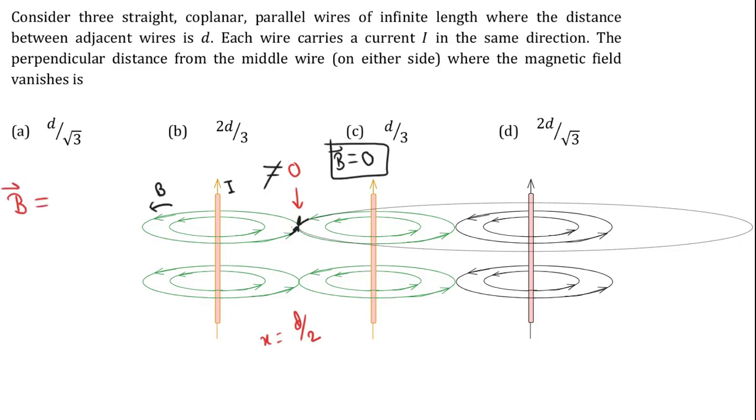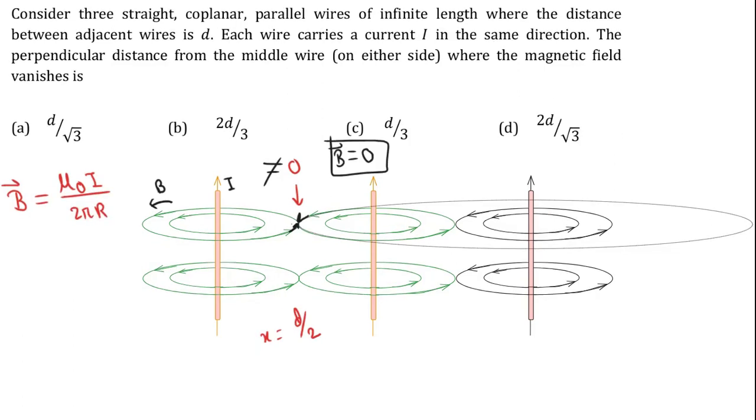Now that we have a qualitative understanding, we can use Ampere's law, which tells us that the magnetic field around the wire is B equals mu naught I divided by 2 pi r. The r here is quite interesting. It tells us the distance from the main wire to the point where it is 0. Let's say the point is here. Then let's write this as r. That is r from the middle wire.